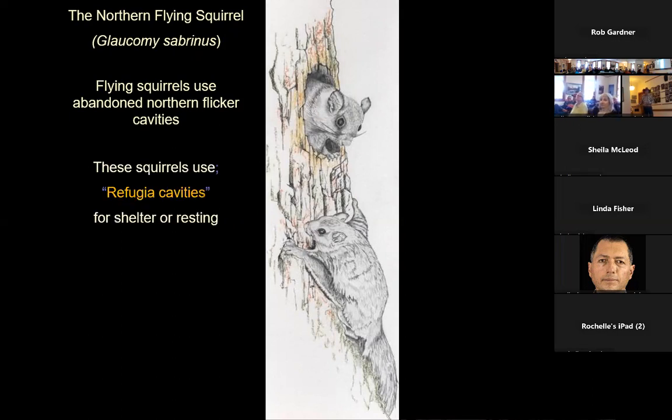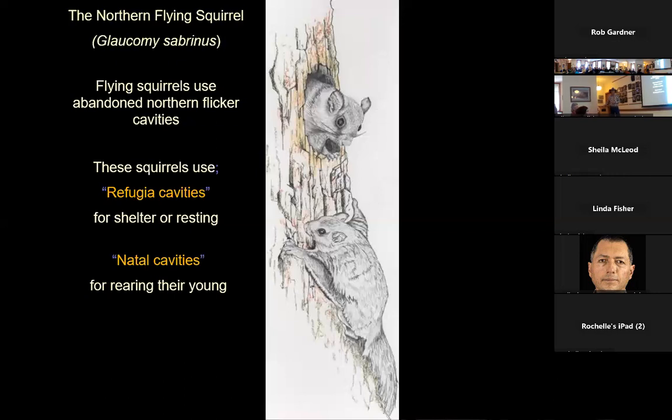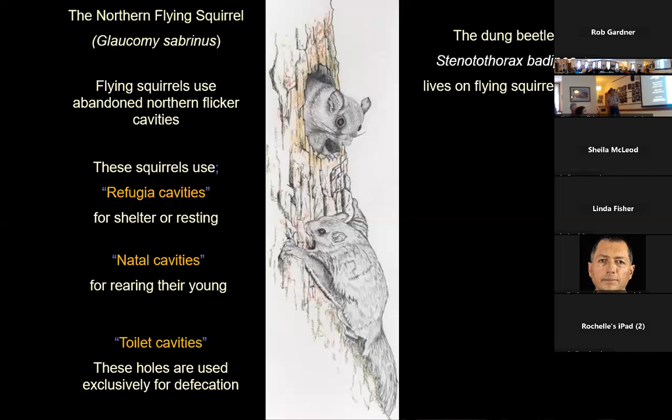Next. They have some that are just for refugia, a place where they go if a goshawk is passing through; they'll go to that one specific cavity. They have others that they use to rear their young in, and they have others that they use just for their toilet. And these ones are made because some of those nesting cavities can be up to a meter deep in some of the big old trees. So you get a meter of flying squirrel dung built up in here. Next. And that's important for this guy.